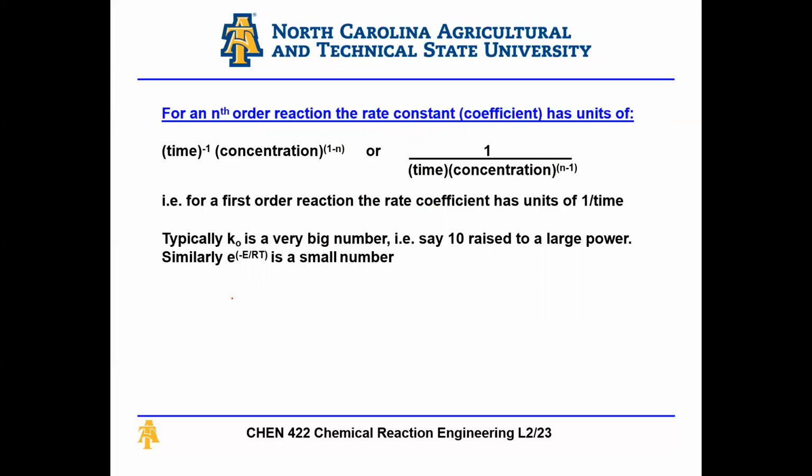And another thing to keep note of, this line right here, just when doing your calculations: K naught is a very big number, and E is a very small number, right? So if you're doing your calculations and you don't see this, your calculations are wrong. You need to revisit them.